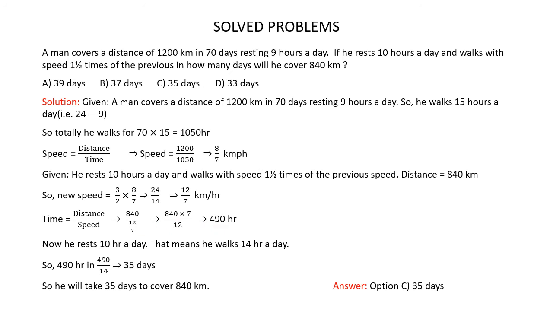Now it's given that he rests 10 hours a day. This means that he walks 14 hours in one day. So if he walks 14 hours in one day, he walks 490 hours in 490 divided by 14, that is 35 days. He walks 490 hours in 35 days. This means that the man takes 35 days to cover a distance of 840 kilometers. So the correct answer is option C, 35 days.